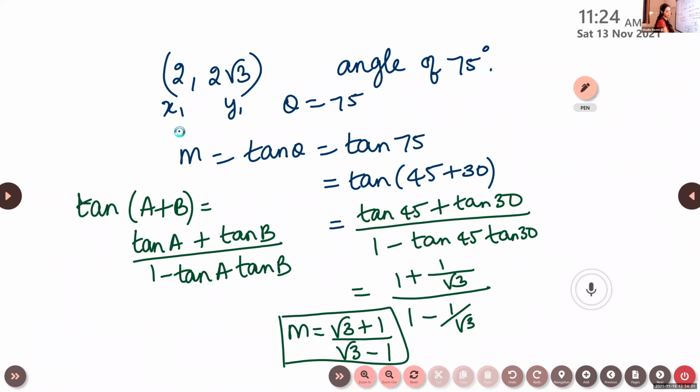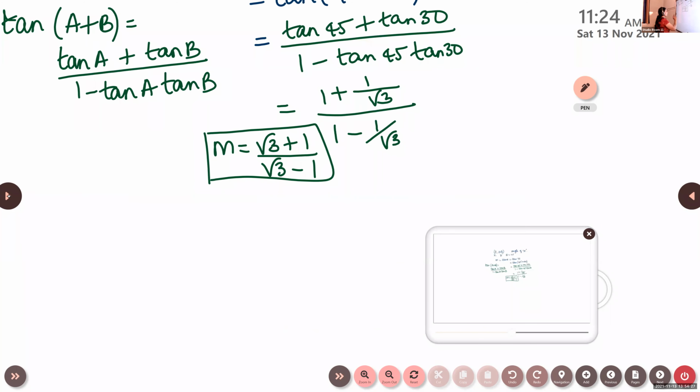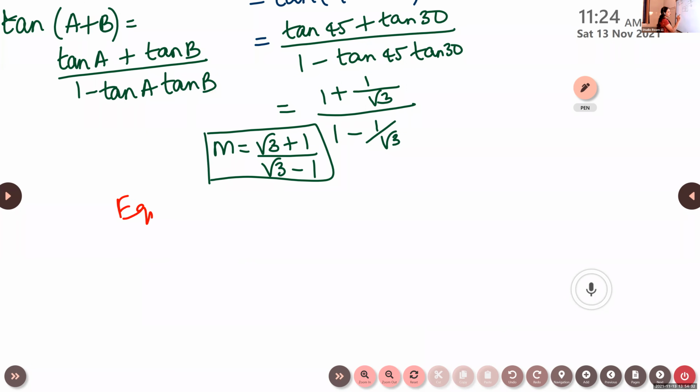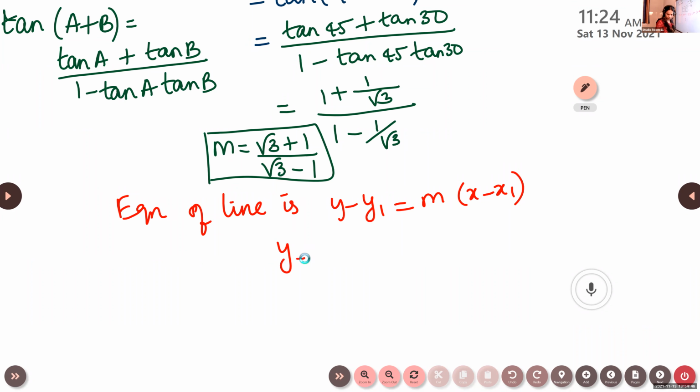So now 1 point and slope are there. Point is given, slope is given. So now use the 1 point slope form. Equation of the line is y minus y1 is equal to m into x minus x1. So y minus y1, y1 is 2 root 3, is equal to m, root 3 plus 1 by root 3 minus 1, into x minus x1. x1 is 2.